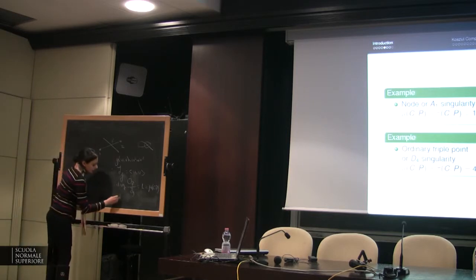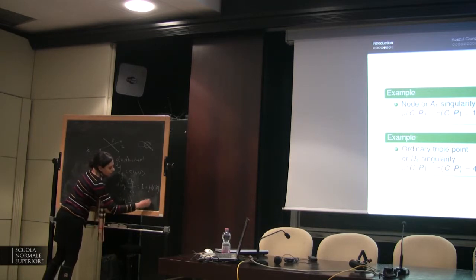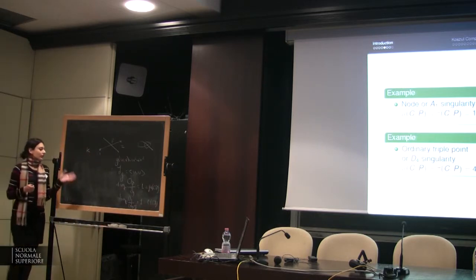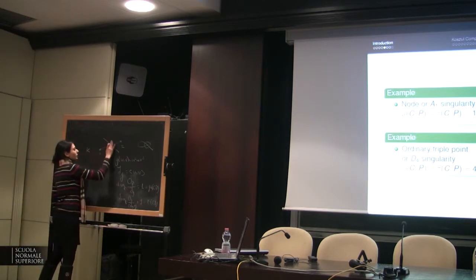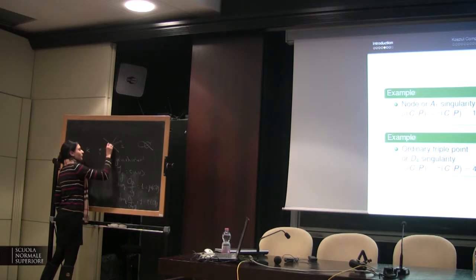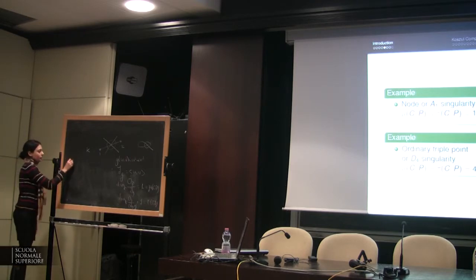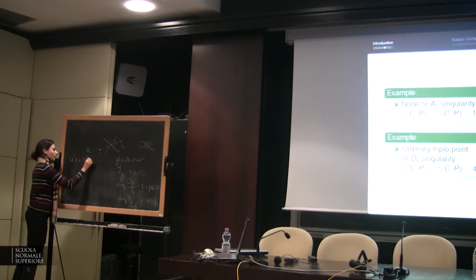Then if you want to find the Tjurina number, you find the same thing and it's equal to 1. So the Tjurina number and the Milnor number of a node is equal to 1. Now if we take a triple point, around this we have three branches, and the local equation will be given by uv squared plus u squared v equals 0.